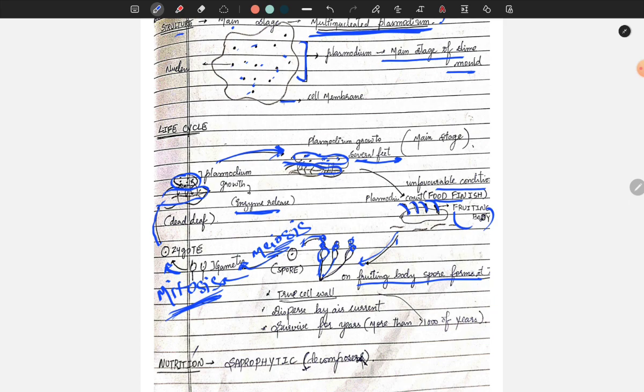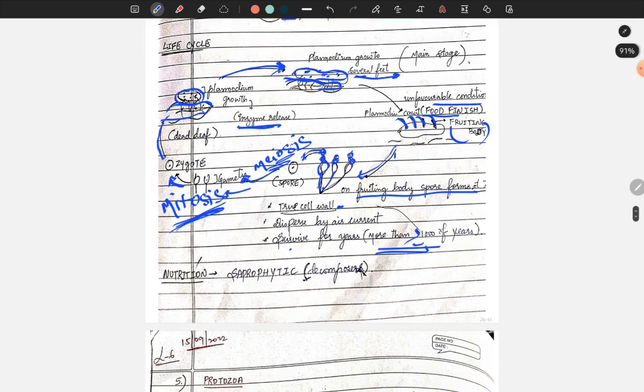Now the main points here: it has a true cell wall. Spores are dispersed by air currents. They survive for years, more than 1,000 years, so spores are sometimes nothing but fossils. And nutrition is saprophytic, they are decomposers.